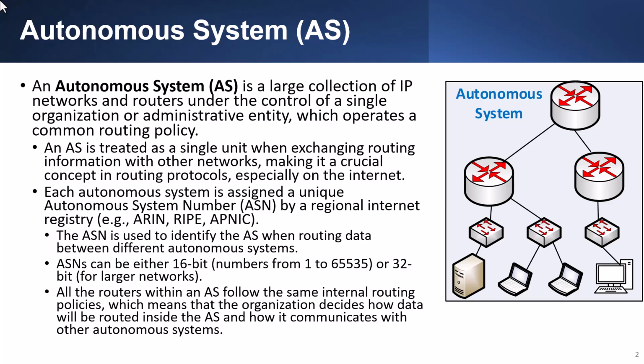All the routers within an AS follow the same internal routing policies, which means that the organization decides how data will be routed inside the AS and how it communicates with other autonomous systems.